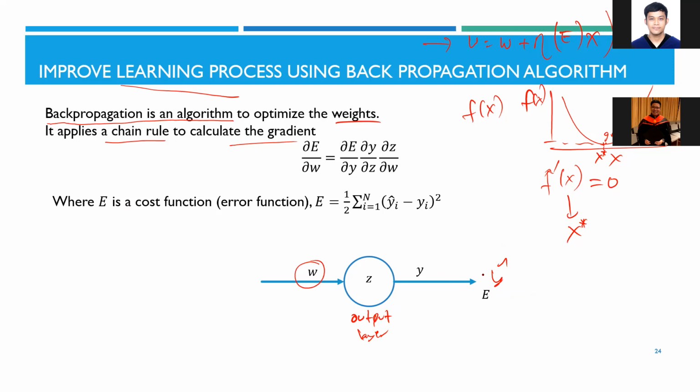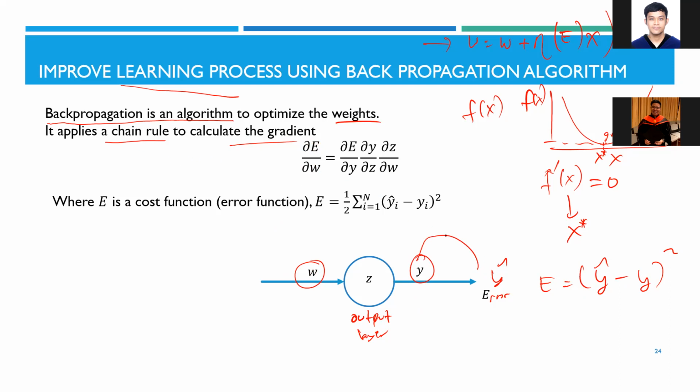So we use the chain rule, because E is the error. We know the error is the difference between the predicted value and the actual value, so this is the function of error. Before we can use derivatives to get this W, we have to do this one first, the derivative of E with respect to W.